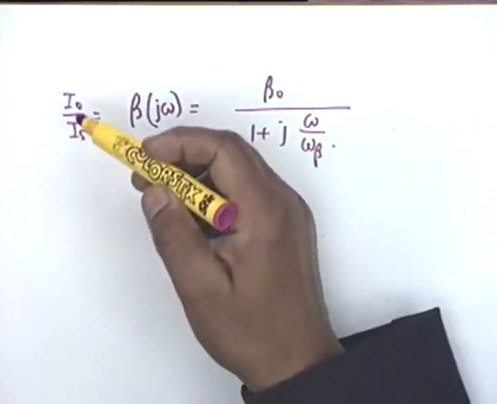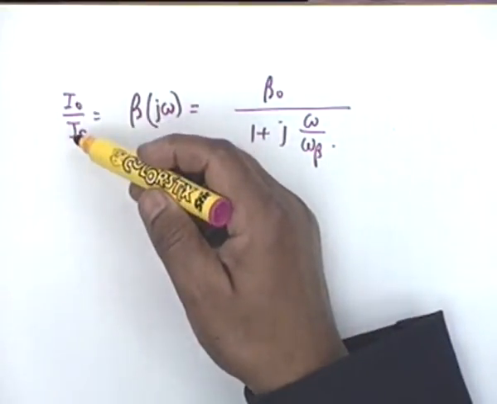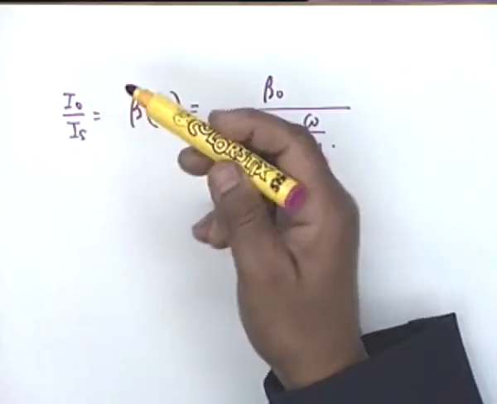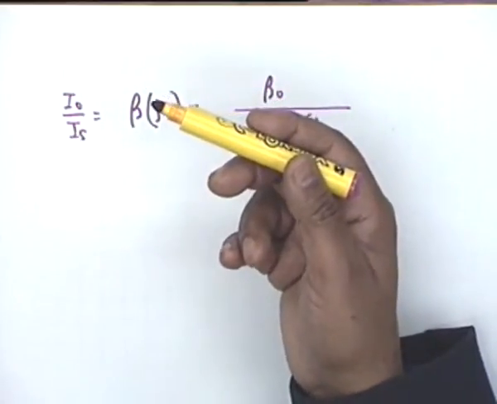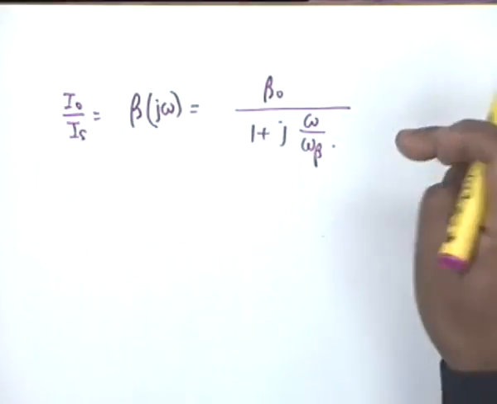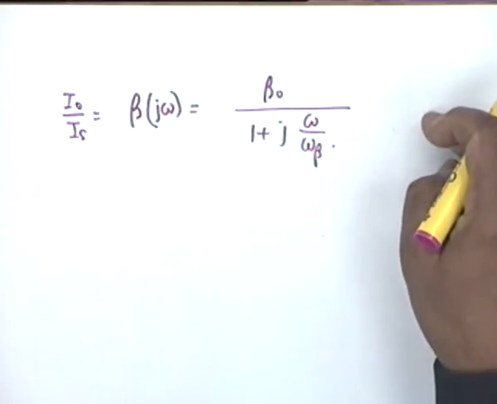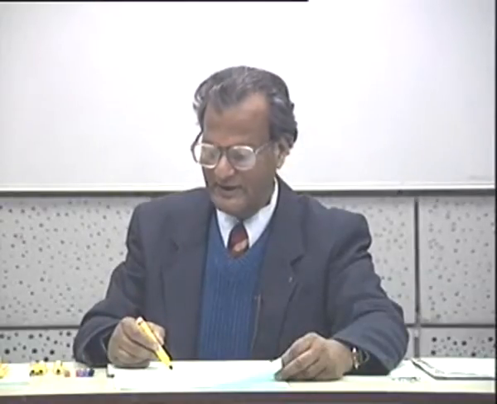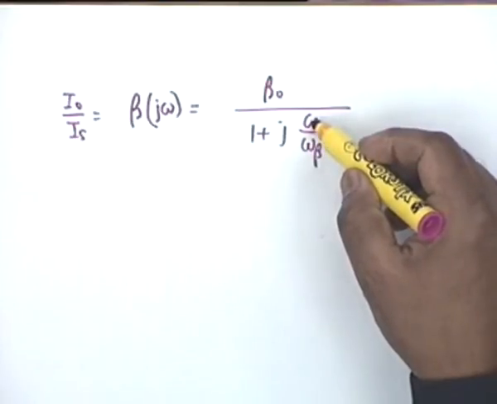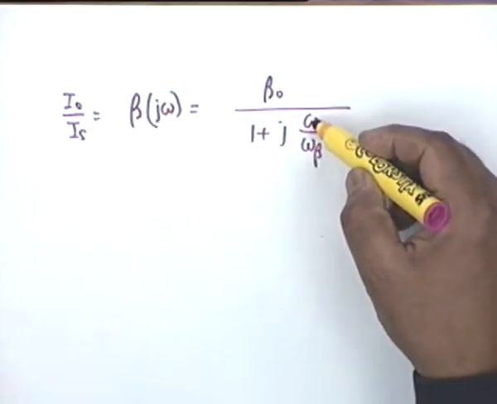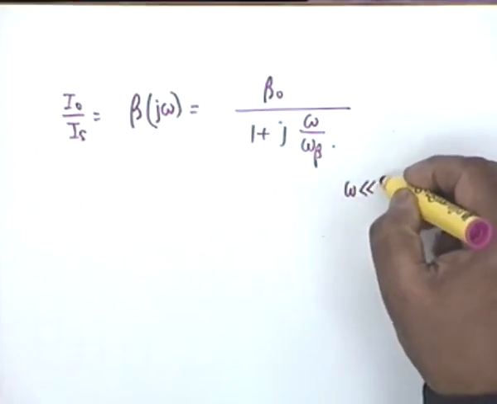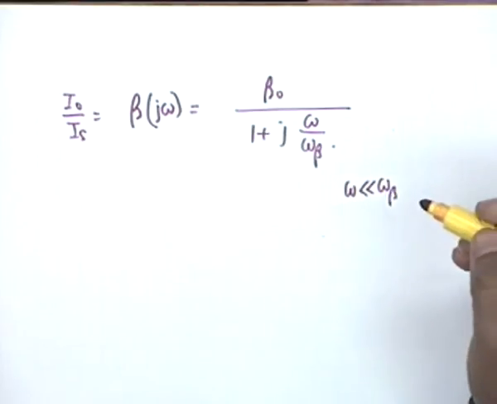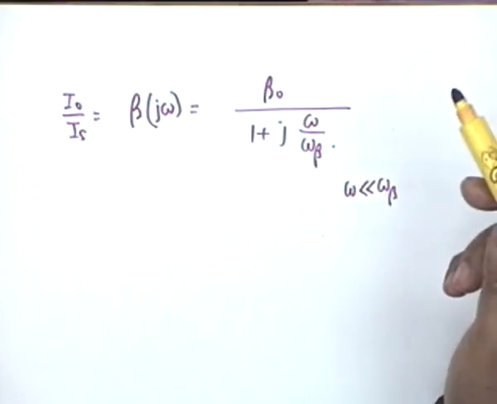And you notice that the short circuit current ratio is the definition of beta. But now because of C pi and C mu, beta depends on frequency. And you see that if omega is equal to 0 at DC, or at frequencies much less compared to omega beta, then beta is equal to beta 0.